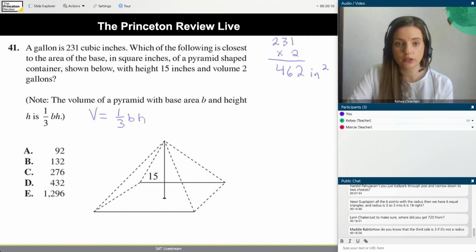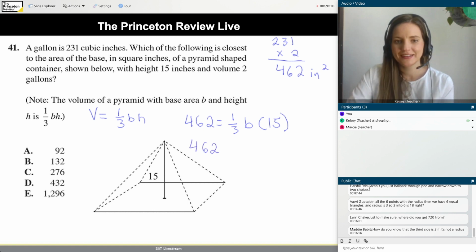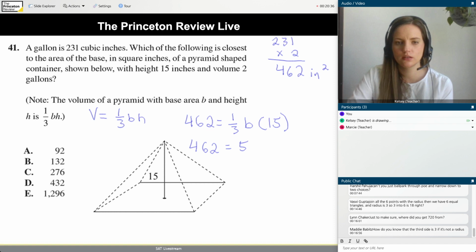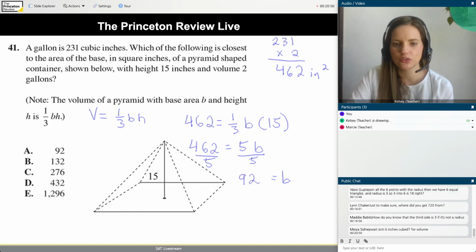So what we have is the volume, which is going to be 462. And that 1/3 is just going to hang out in there. The base is unknown. That's what we're looking for. And the height is 15. Okay, now we want to do some simplification. We'll keep that 462 by itself for now. And then let's simplify 1/3 and 15. That's just going to reduce down to 5b. And now we want to divide everybody by 5. And so our b is going to be equal to 92 and change. Again, not worth getting into the weeds. It's 92 and 2/5 if you're particular.